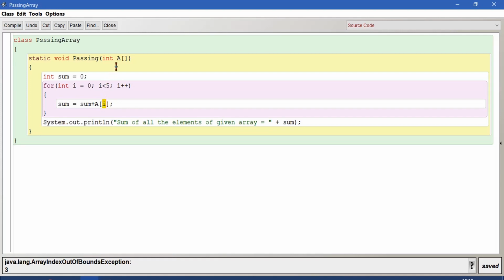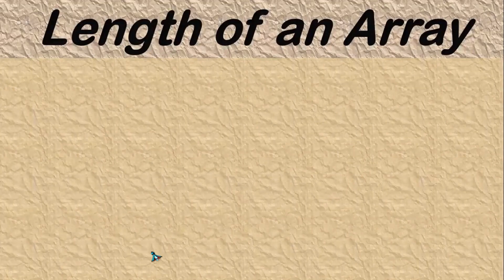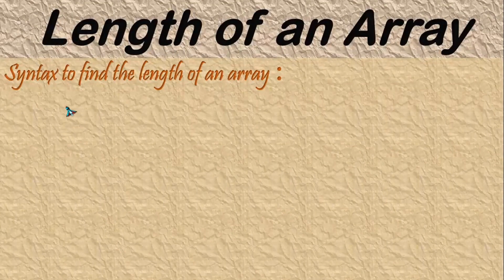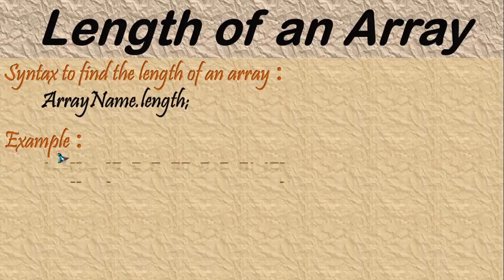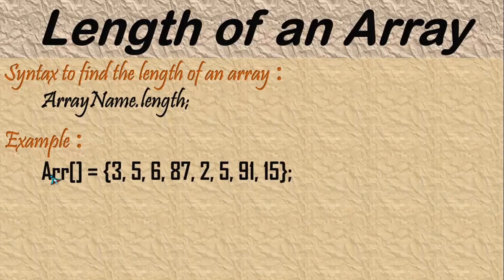In this case, we did not know the length of that array. So at that time, we can take the length of the array by using the length property. To find the length of an array, we write the name of the array dot length and we terminate. For example, if we have an array called ARR, then we initialize the value like this. To find the length of this, we can write ARR dot length and then we terminate.